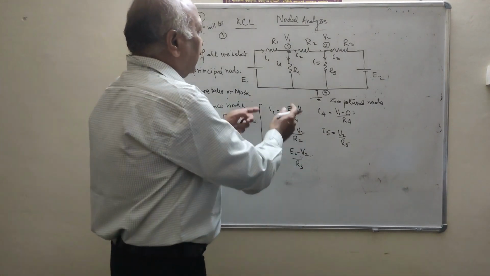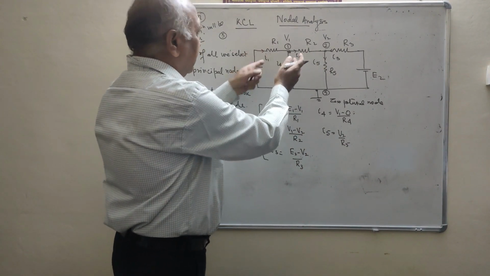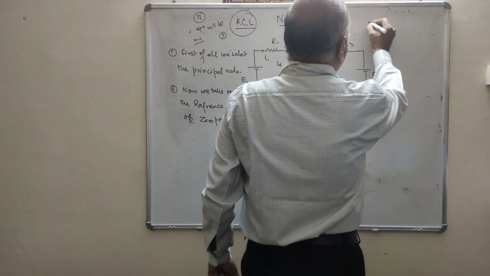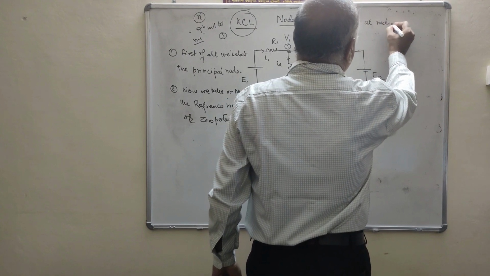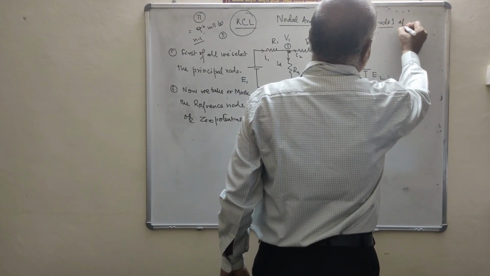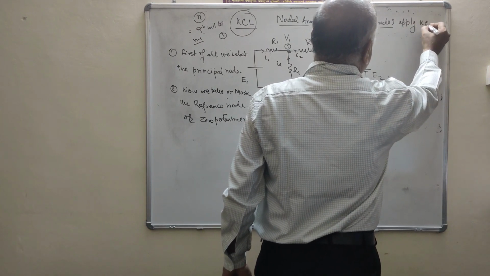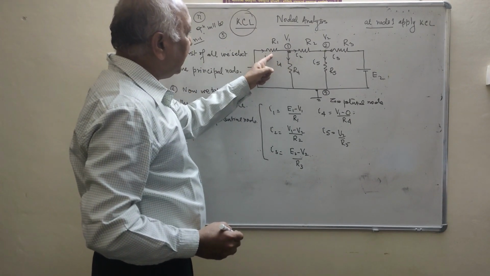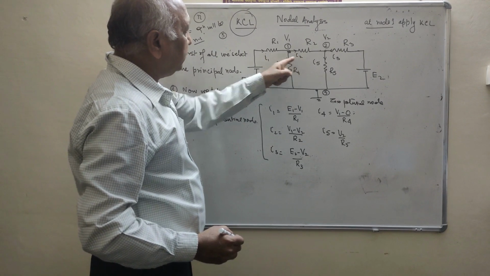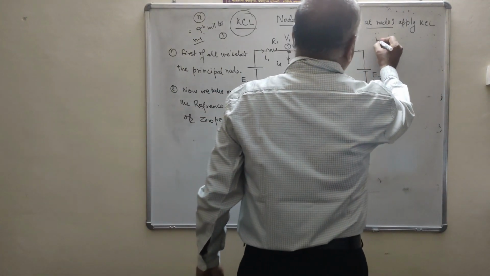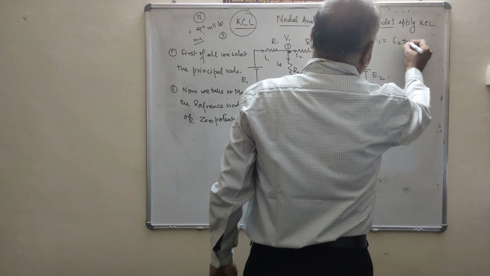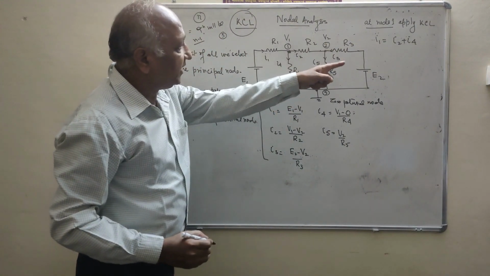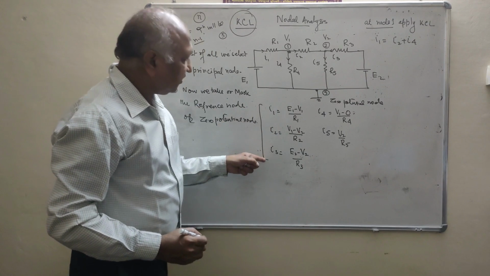Clear? Now we apply the KCL. At node 1, apply KCL. Now you will see, the incoming current is I1, and the outgoing currents are I2 and I4. That is, I1 is equal to I2 plus I4. Clear? Now we will put the values of I1, I2 and I4 from this set of equations.